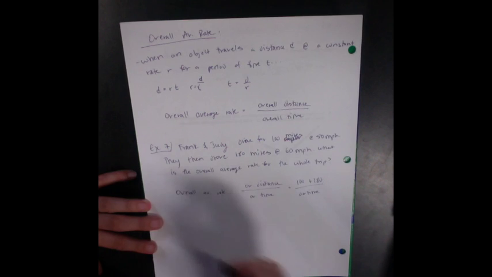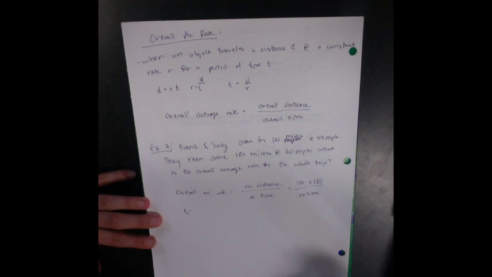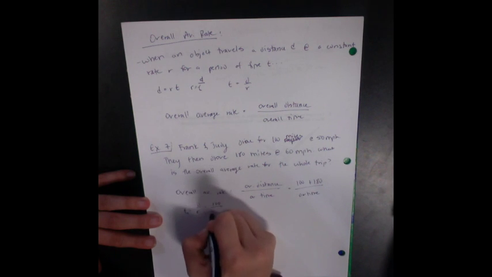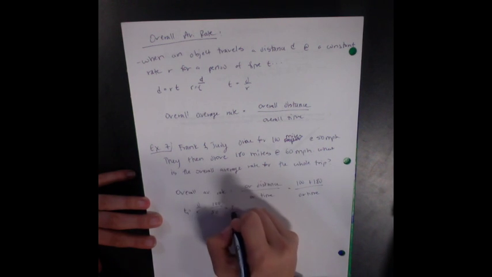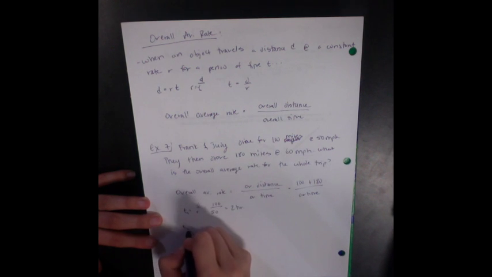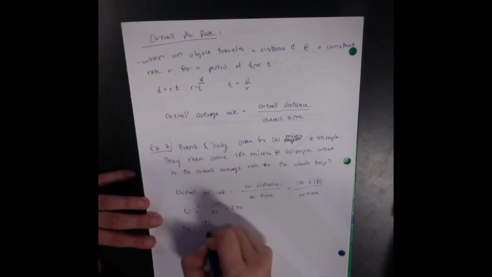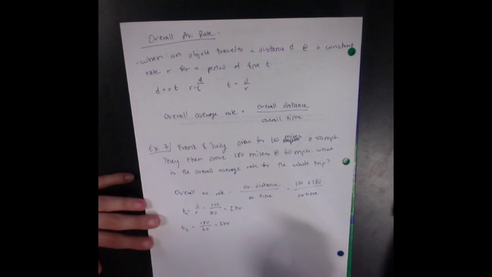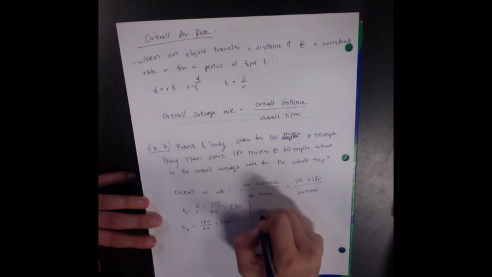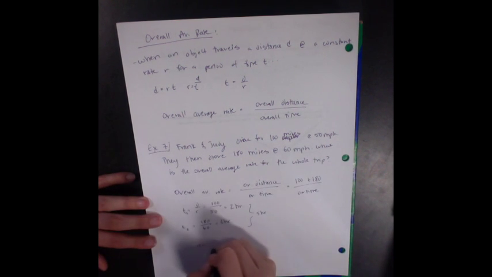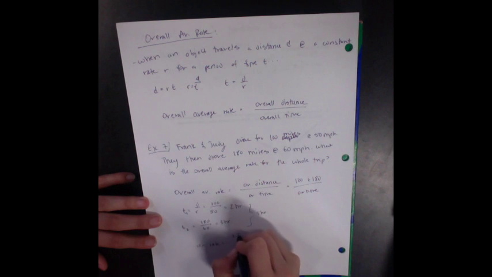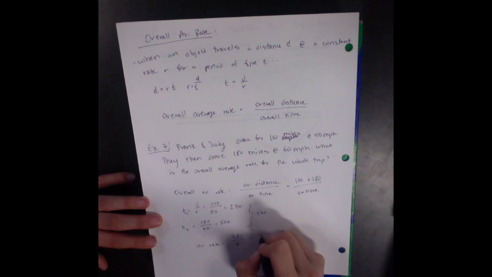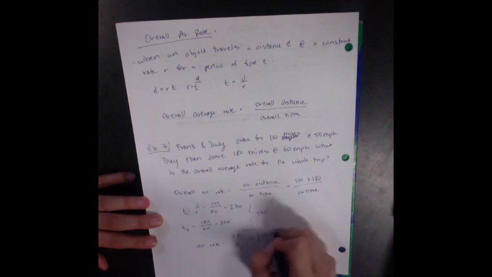Okay? So my time for the first leg, let's call it time 1, time is distance over rate, so we have 100 miles over 50 miles per hour, which gives me 2 hours. The time of the second leg is 180 miles over 60 miles per hour, which gives me 3 hours. So my total time, I add these together, is 5 hours. So my overall average rate is 280 over 5 hours, which gives me 56, and I don't forget units, miles per hour.